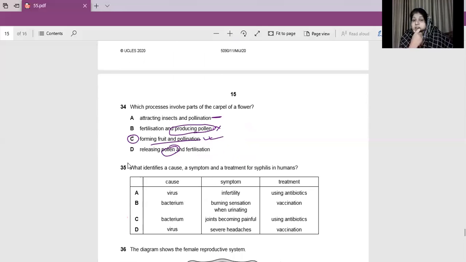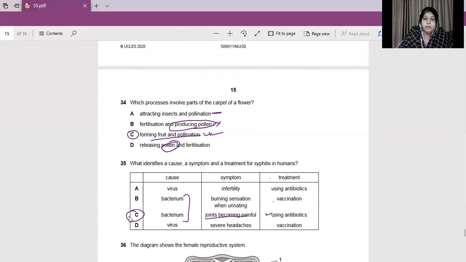What identifies the cause, symptoms, and treatment of syphilis in humans? Syphilis is caused by bacteria. So it means limited to these 2 points. Treatment, antibiotics are there, vaccination is not there. So definitely it causes pain in the joint.